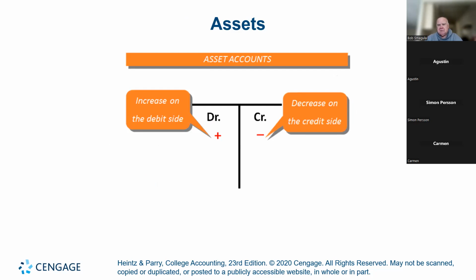So let's take a look at your first rule, okay? Assets. What are assets? Anything of value owned by the company, right? Cash is our favorite asset. Accounts receivable, representing the number of dollars your customers owe you at that point in time. Inventory, prepaid insurance, prepaid supplies. Those are all assets. Land, building, equipment. You get the idea. The key thing here is assets go up on the debit side. They are reduced on the credit side.